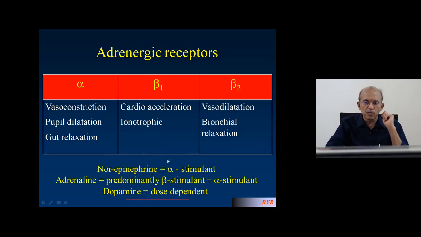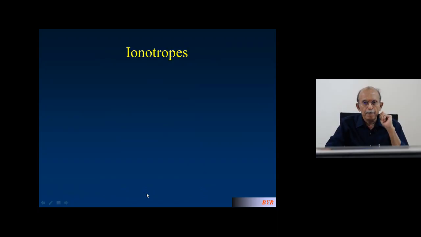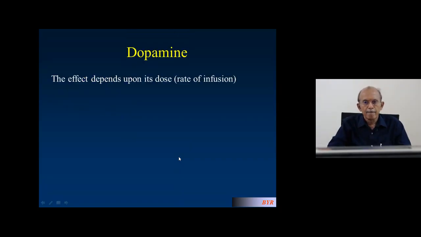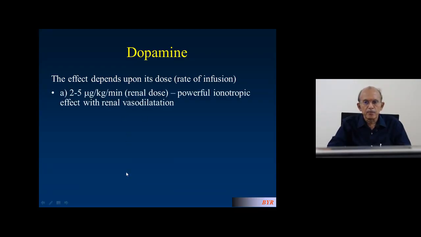Norepinephrine is a pure alpha stimulant. Adrenaline is predominantly a beta stimulant plus an alpha stimulant. Dopamine has a dose-dependent action. So dopamine and noradrenaline are called the inotropes. Adrenaline is not used as an inotrope because of its mixed reaction on the alpha as well as beta receptors. Dopamine, the effect depends upon its dose.